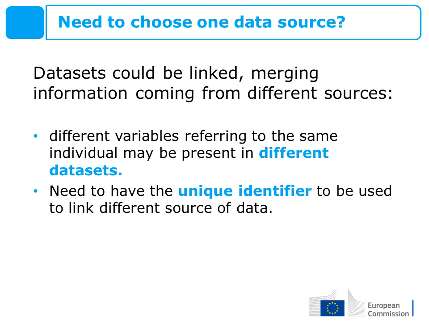4. Is there the need to choose one data source for evaluation? When doing an evaluation, the evaluator does not necessarily have to focus on only one data source, as for example, different variables referring to the same individual may be present in different datasets. Datasets could be linked, merging information coming from different sources. The most important feature that has to be checked by the evaluator is the possibility to have the unique identifier to be used to link different sources of data. This could be, for instance, the fiscal code if it is unique.